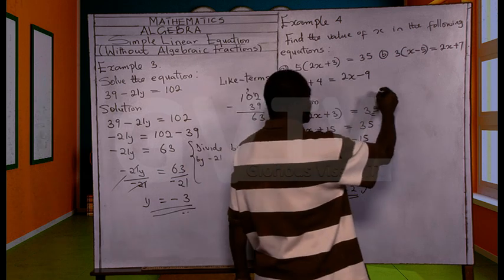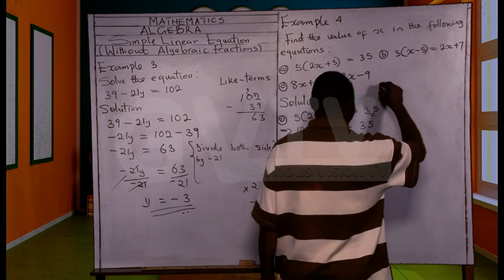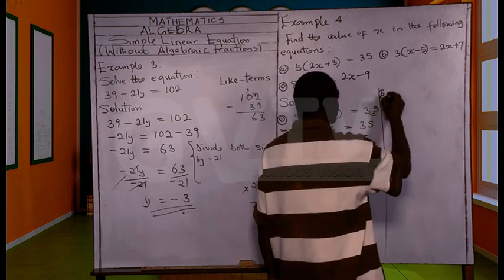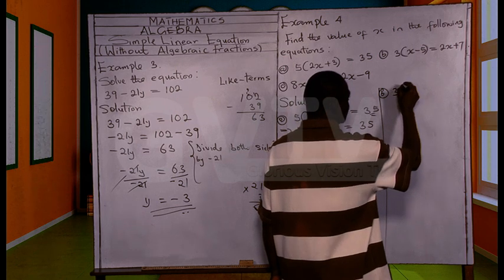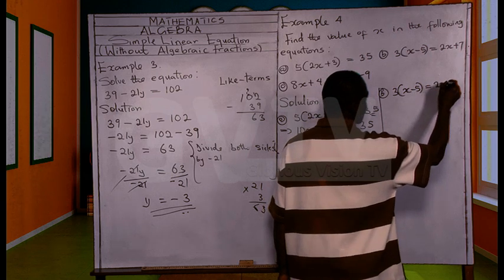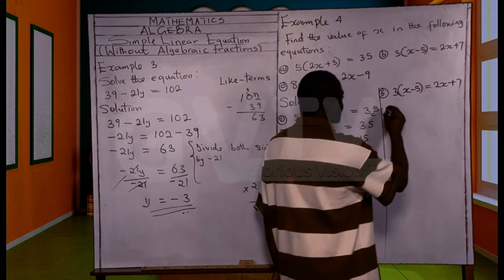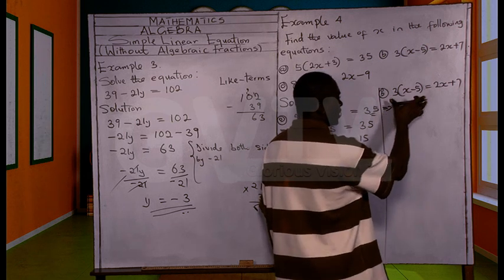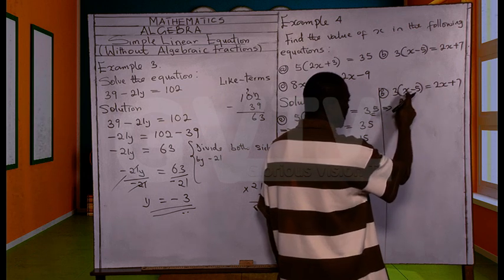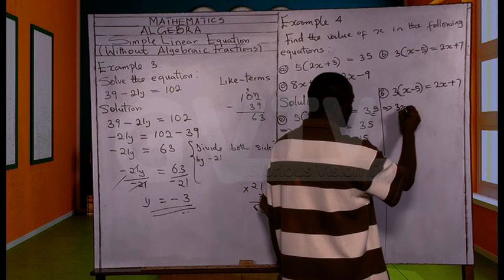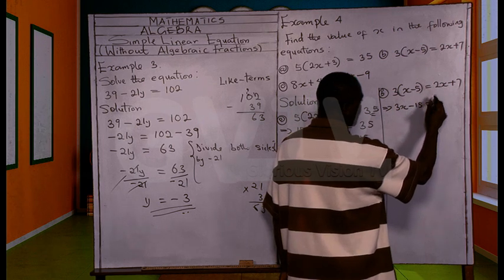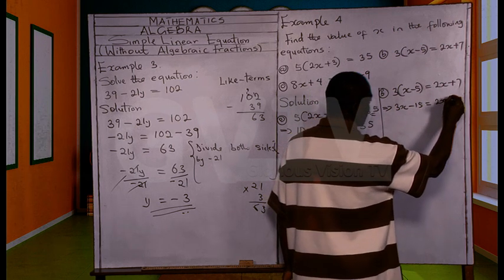So let's divide this space into 2. Let's maintain it. So b, we have 3 into x minus 5 equals 2x plus 7. So this will be, open out this bracket to give us 3 multiplied by x to give us 3x. 3 multiplied by minus 5 will give us minus 15. Equal sign, we have 2x, we have plus what?